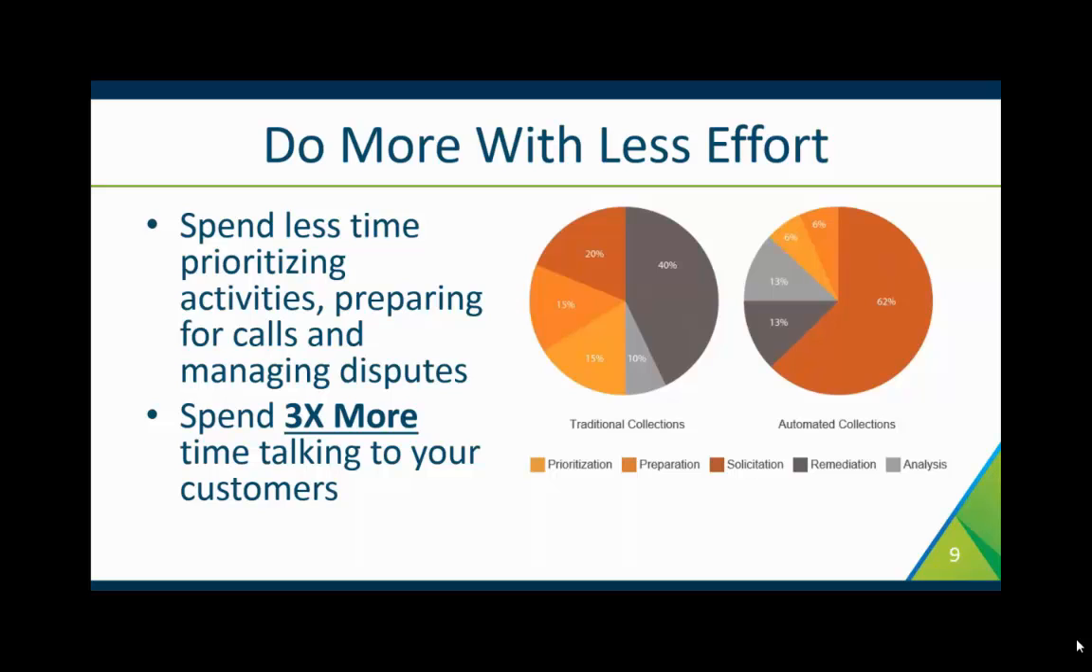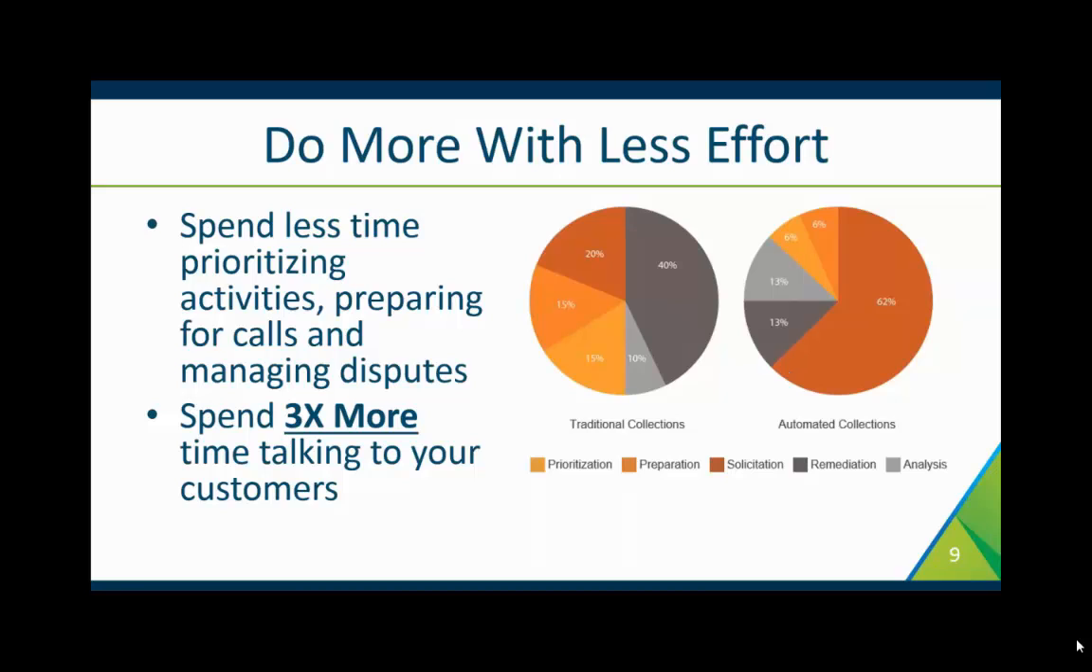And what you're going to see here is that if that whole pie represents your availability of time, in a traditional model, you're spending about 15% of the time just prioritizing your calls, about 15% preparing for the calls. The 40%, which is the bigger chunk, is remediation. That's when you have invoice disputes and you're trying to manage that whole process, which can be extremely cumbersome and, as we all know, very time-consuming. The end result is if we look at the darker orange, we're only spending 20% of our time actually soliciting our customers for payment. Well, that's the whole goal. We want to get paid.